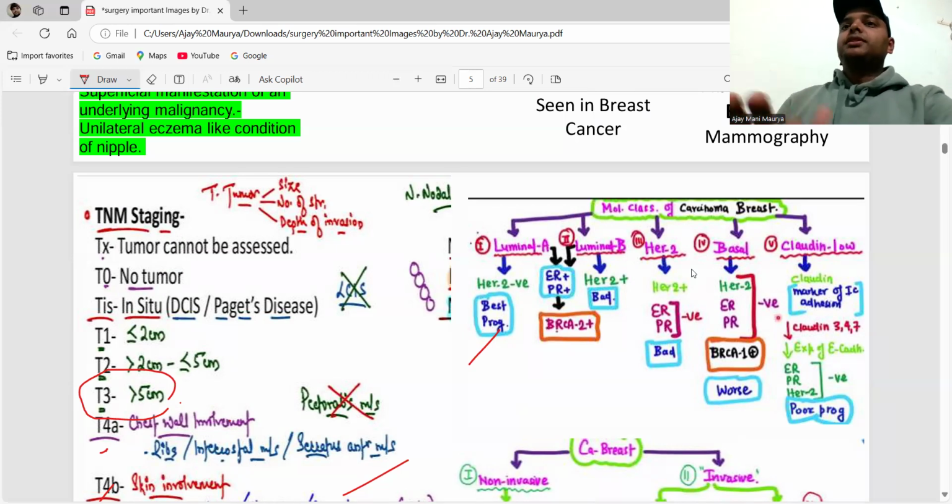Now the fourth one is the basal type. There is a triple negative, BRCA1 positive. Sometimes they will give a condition like triple negative; this is the basal type.